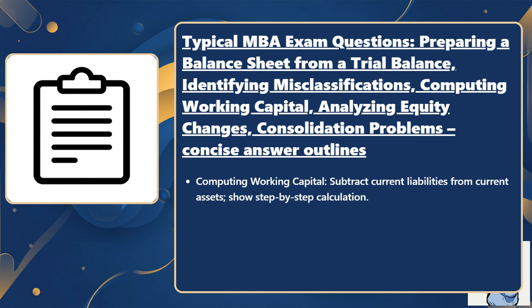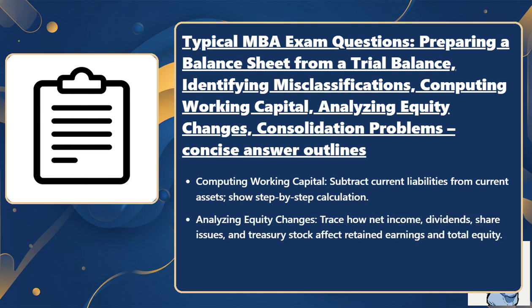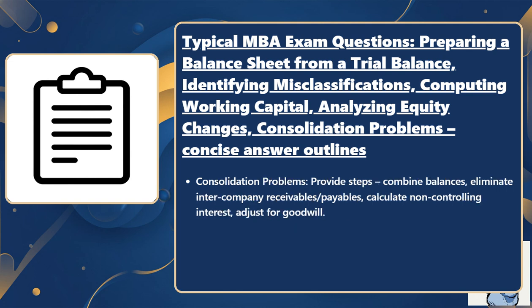Computing working capital: subtract current liabilities from current assets. Show step-by-step calculation. Analyzing equity changes. Trace how net income, dividends, share issues, and treasury stock affect retained earnings and total equity. Consolidation problems. Provide steps: combine balances, eliminate intercompany receivables and payables, calculate non-controlling interest, adjust for goodwill.